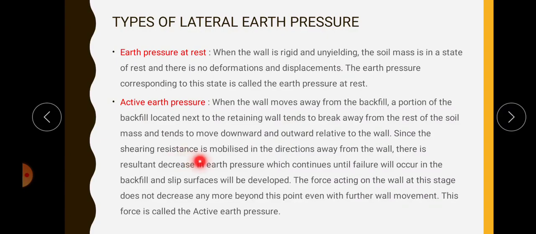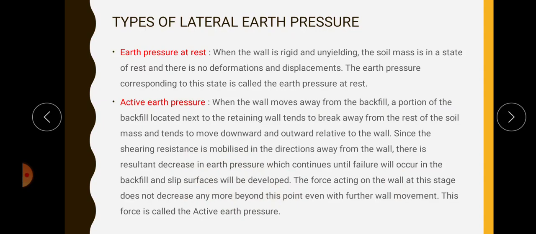And since the shearing resistance is mobilized in the direction away from the wall, there is decrease in earth pressure. Here actually the shearing resistance holds the soil. So when the retaining wall is moving away from the soil mass, the shearing resistance is mobilized in the direction away from the wall. That is, there is an expansion of the soil mass, so shearing resistance is mobilized in the direction which is away from the wall. So there is a decrease in earth pressure in the case of the active condition. The decrease in earth pressure continues until failure occurs in the backfill, and due to this failure, a slip surface will be developed. That is, a failure surface will be developed.